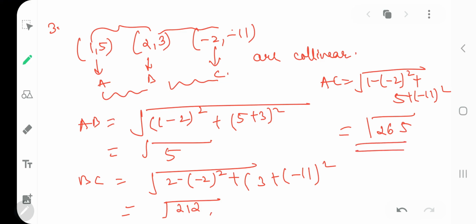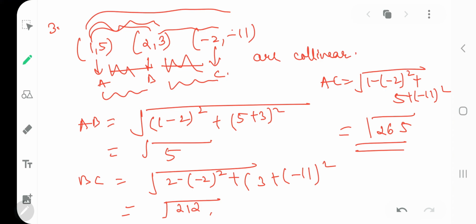Now you will notice, if you want it to be collinear, AB plus AC, if I do AB plus AC, it is not equal to BC. AB plus AC is not equal to BC, and for the points to be collinear, it should be like AB plus BC should be equal to AC.